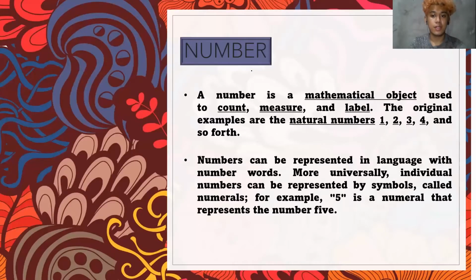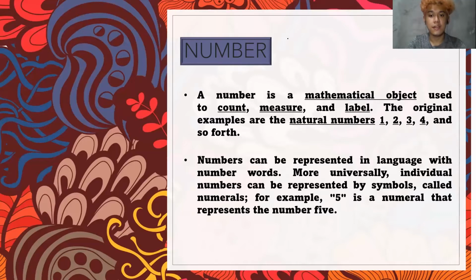Number. A number is a mathematical object used to count, measure, and label. The original examples are the natural numbers 1, 2, 3, 4, and so forth. Numbers can be represented in language with number words. More universally, individual numbers can be represented by symbols called numerals. For example, the number 5 is represented by the numeral 5.